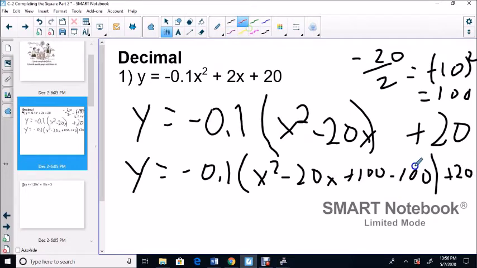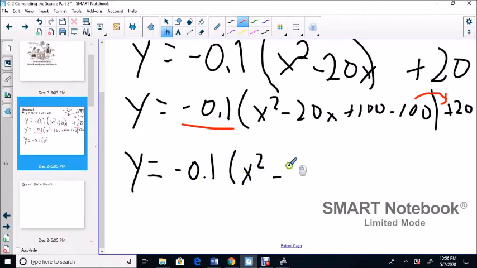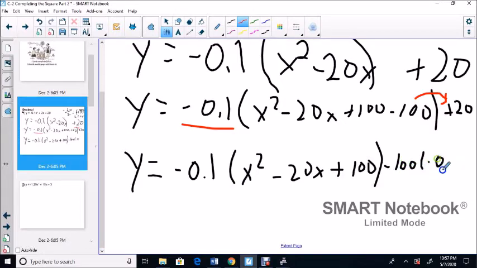Now, this one here has to come out. If it comes out, the negative comes out, you have to multiply by the number in the front. So now let's do that. We go y equals negative 0.1 x squared minus 20x plus 100. Now we're going to multiply. We're going to go minus 100 times negative 0.1. Make that minus a bit bigger, plus 20. It's hard for me to squeeze in plus 20, so this is all in one line.